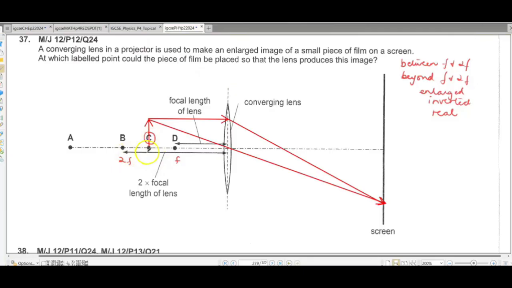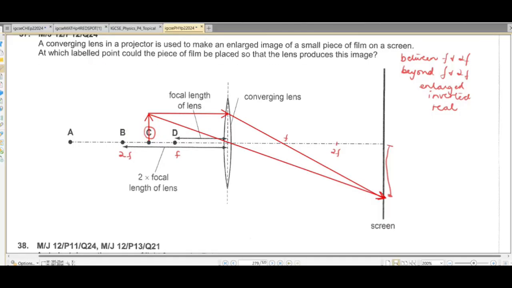Here you can see that when we placed the object at point C, which was a point between f and 2f, its image is formed beyond 2f. This was our f, and 2f is going to be here. So it's formed beyond 2f, and you can see that it's a much enlarged image compared to the object. So C is correct over here.